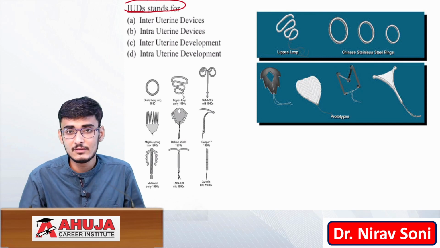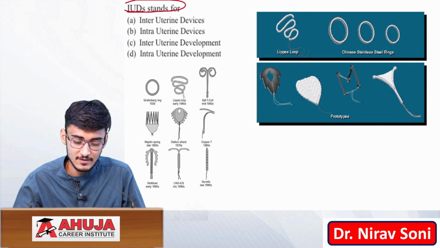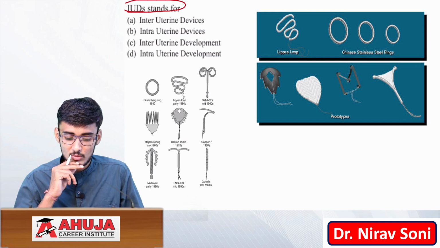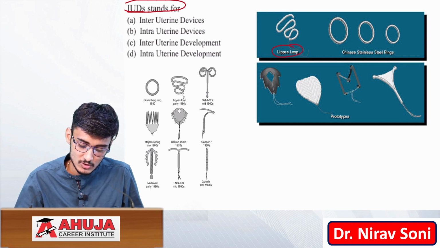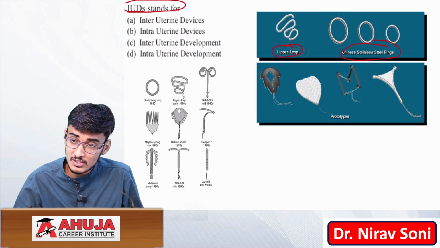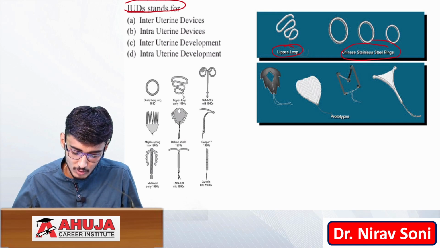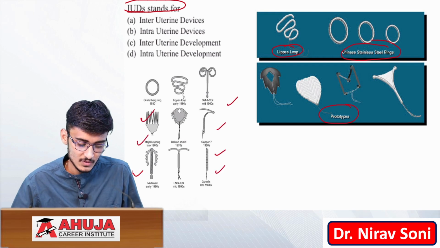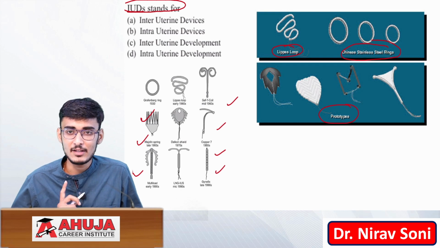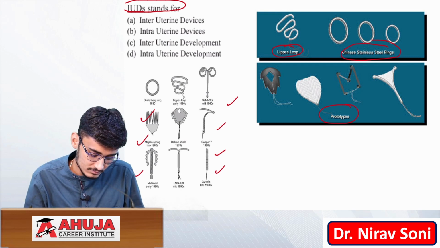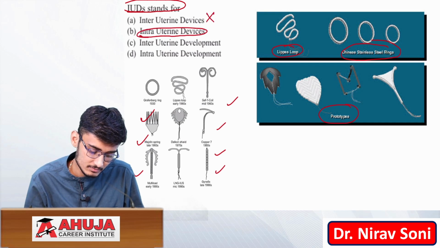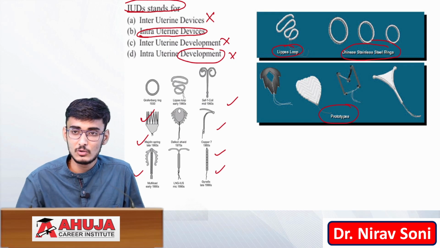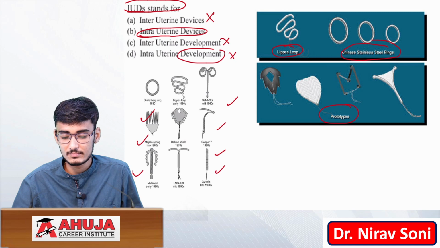What is the full form of IUD over here? These are different types of IUD: non-medicated IUD, medicated IUD, and the third one is called hormonal IUD. You can see the different IUDs: Lippes loop, non-medicated IUD, Chinese stainless steel ring, and prototype IUDs. Different types of IUD you can see in the figure. IUD is also called an intrauterine device. Not a development, it is a device put in the uterus.